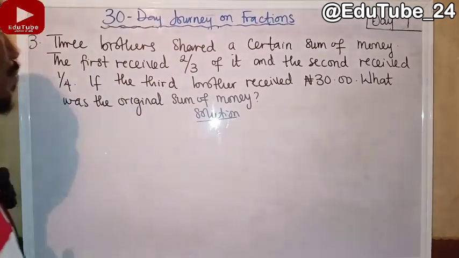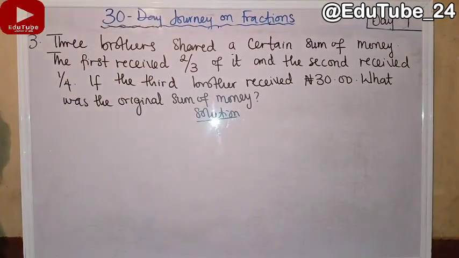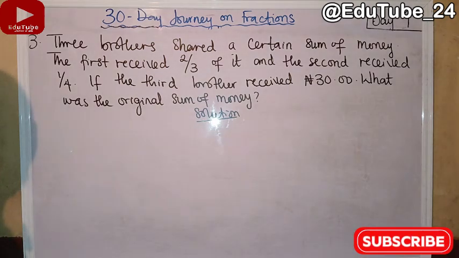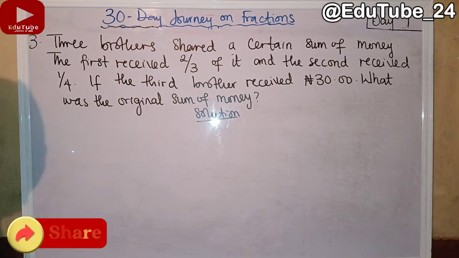Question number 3. Three brothers shared a certain sum of money. The first received 2 over 3 of it, and the second received 1 over 4. If the third brother received 30 naira, what was the original sum of money?